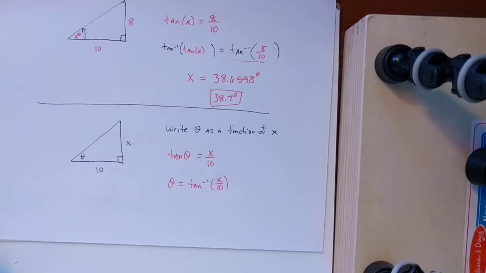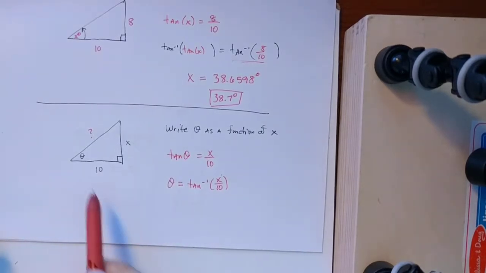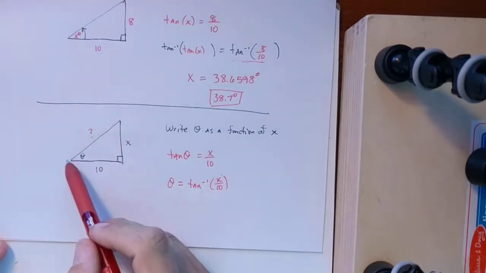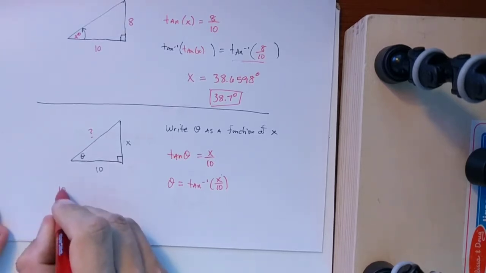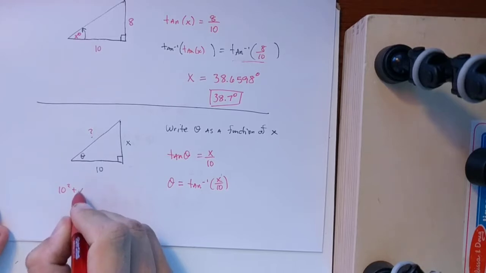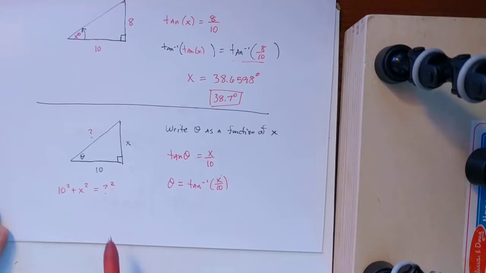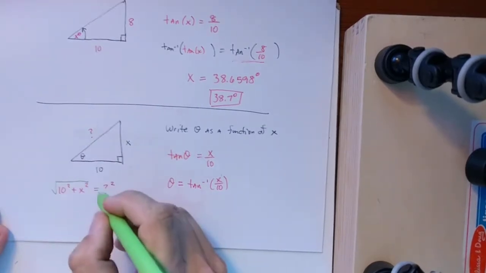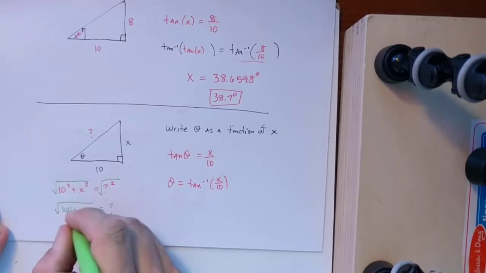Okay? Let's say that you needed to use sine or cosine, and we wanted to figure out how long this hypotenuse was. Don't forget, if you know two sides of a triangle, you can always find the third side by using the Pythagorean theorem. So you would say 10 squared plus x squared equals question mark squared, right? And so that question mark, to figure that out, I have to take the square root of both sides, right? So the question mark then is the square root of 100 plus x squared.